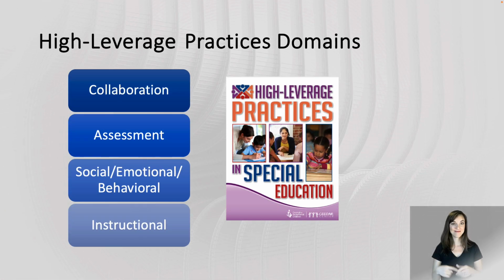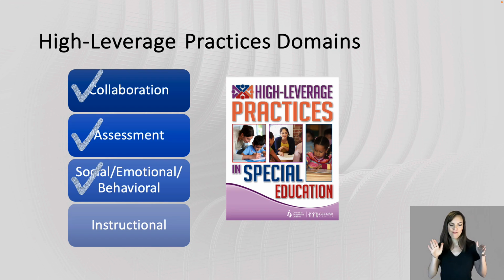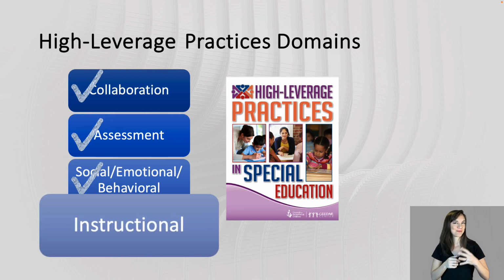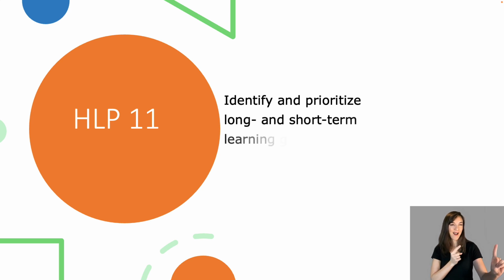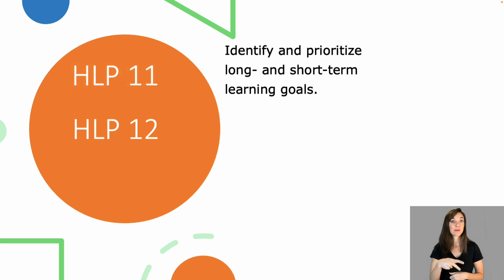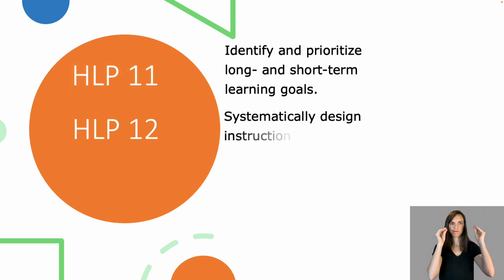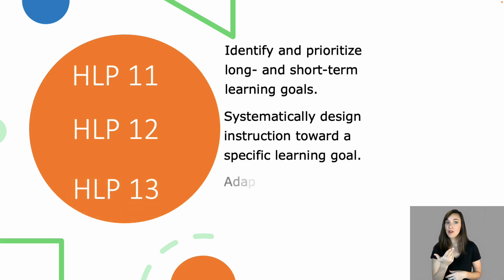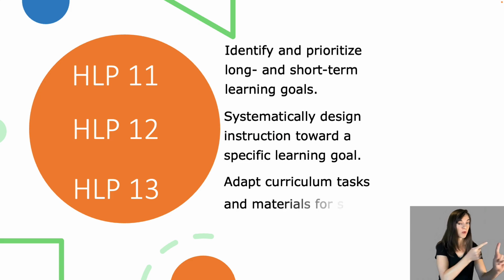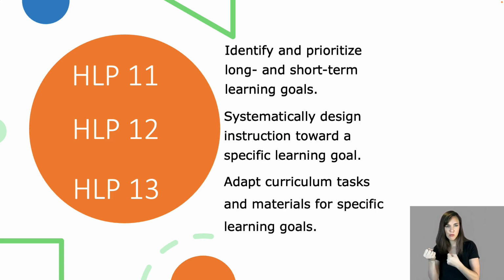So far in this series, we've covered the practices in the collaboration, assessment, and social-emotional behavioral domains. Now, we will focus on the last domain of instructional. HLP 11 states, identify and prioritize long and short-term learning goals. HLP 12 states, systematically design instruction toward a specific learning goal. HLP 13 states, adapt curriculum tasks and materials for specific learning goals.